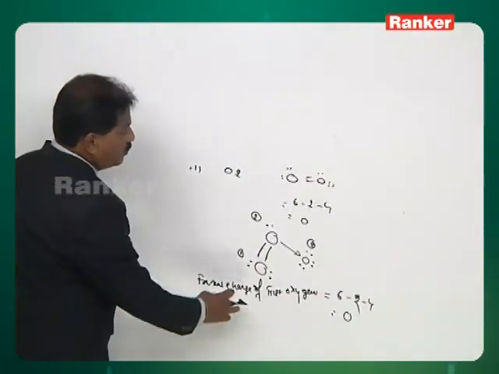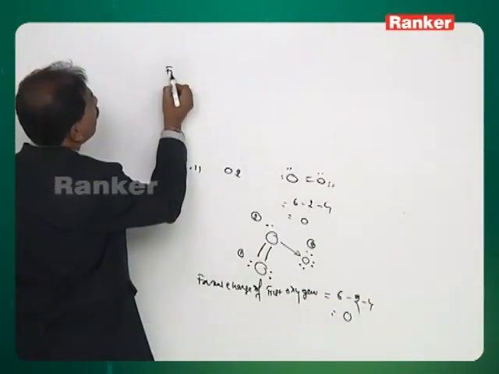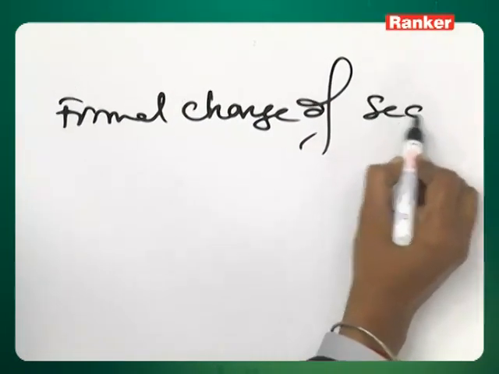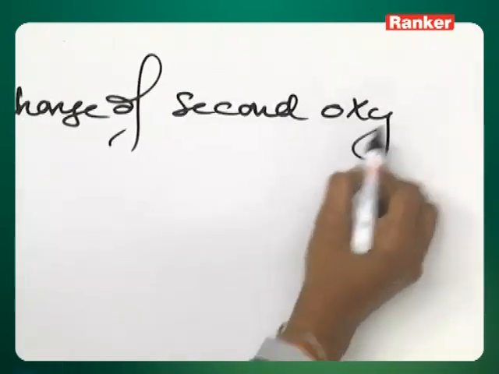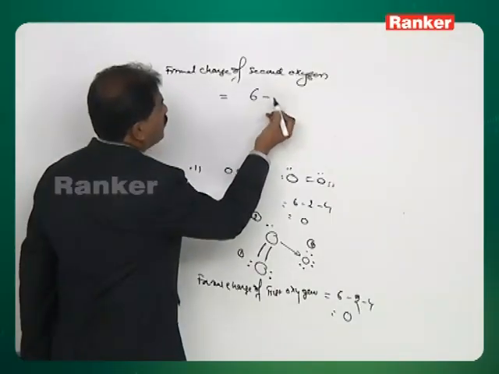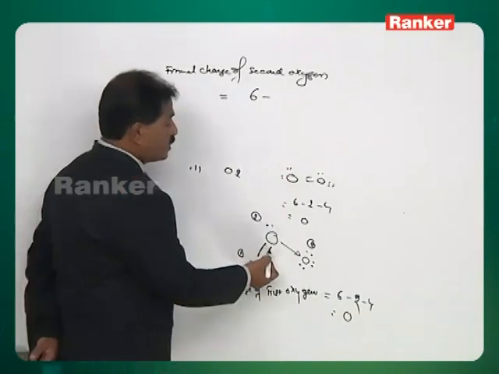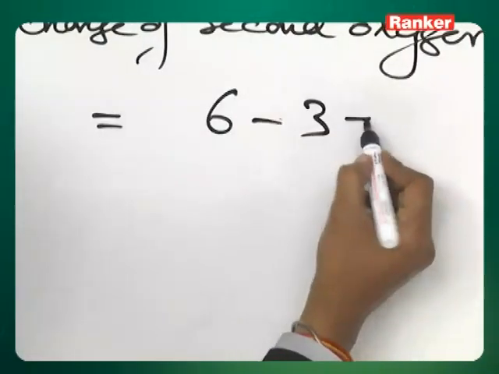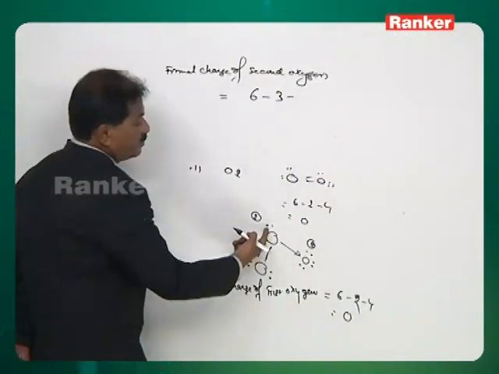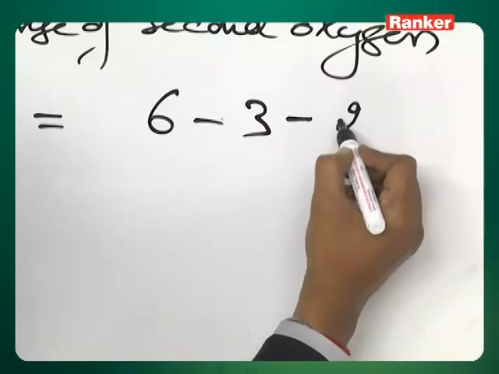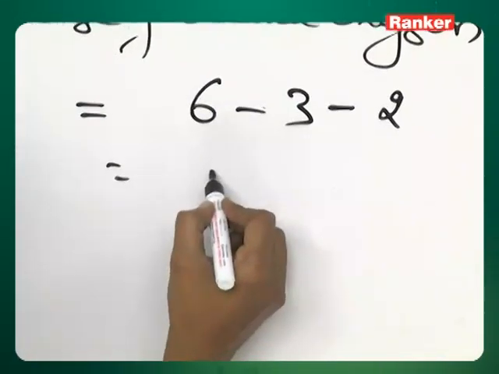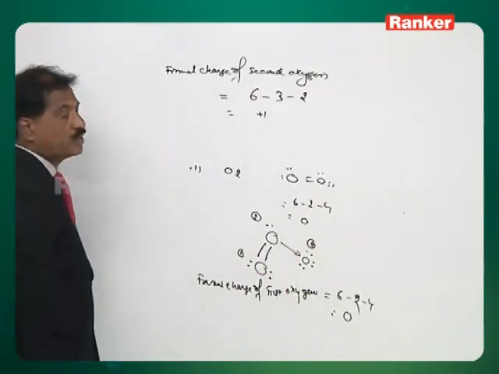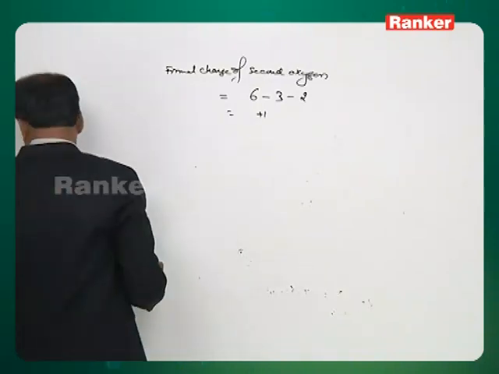Next, the formal charge over the second oxygen. Number of electrons in the valence shell. Next, number of electrons contributed for bond formation. Here 1, here 1, here 1, next 1, next here 2 electrons. So therefore the formal charge is 1. Next, the formal charge of the third oxygen.